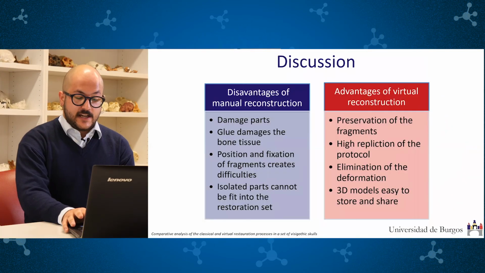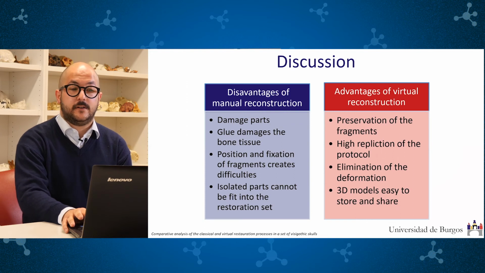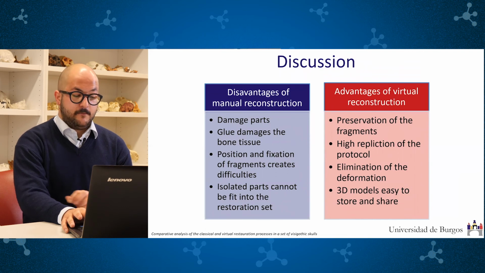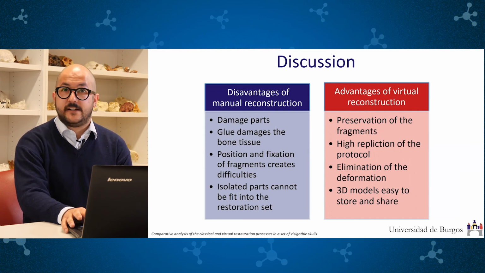So, as part of the discussion, in this case, we can outline the advantages and disadvantages of the manual and virtual reconstruction. For the manual one, we can talk about some disadvantages. For example, the fragments can be damaged during the reconstruction and lose some of the original part, and at the same time the glue can damage the bone tissue. The position and the fixation of the fragments create difficulties because some of the fragments cannot be attached to each other, and the isolated fragments cannot be part of the restoration set.